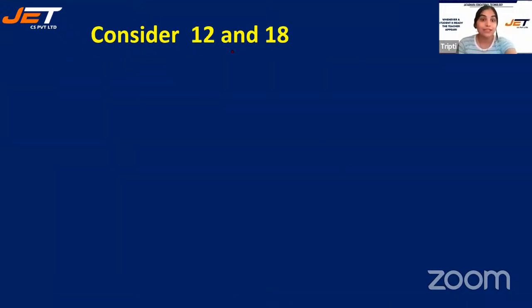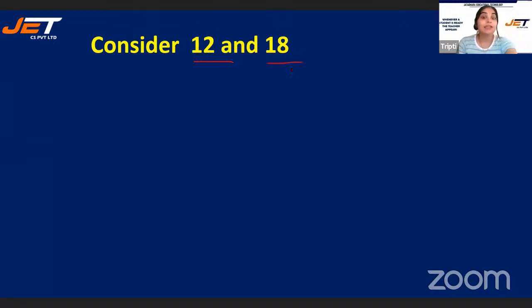Now I want you to first write the common factors of 12 and 18, then the highest common factor of 12 and 18. Come on. First, only the factors, then highest common factor. Come on. I know you can do this.